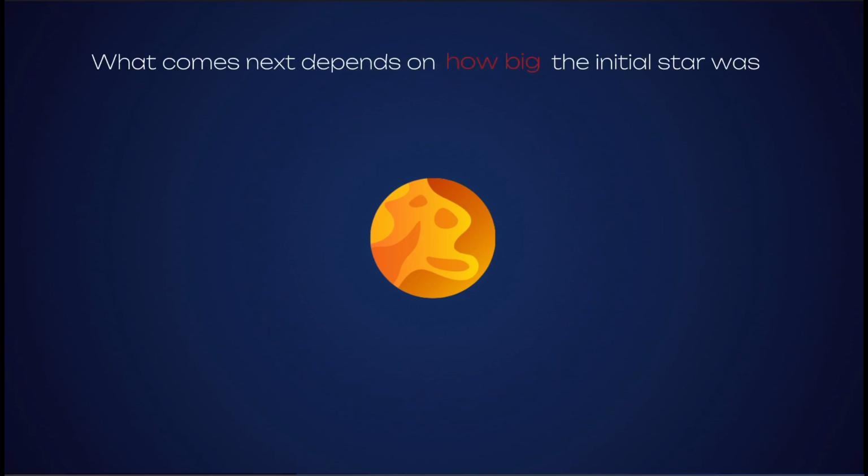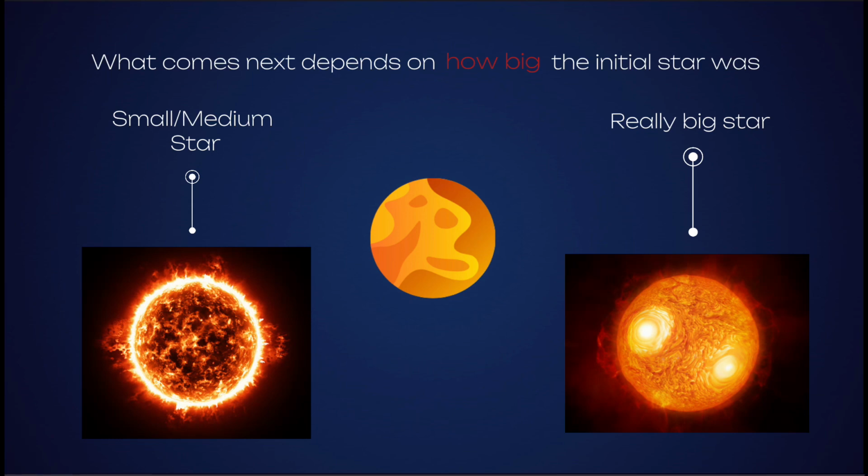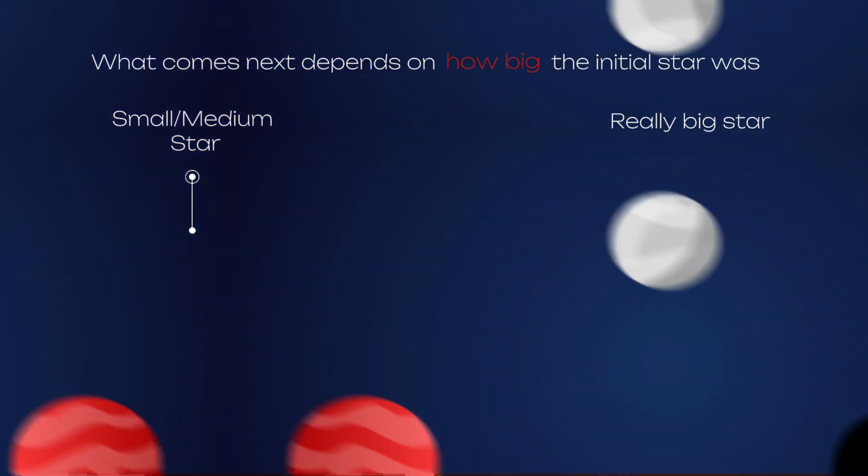Exactly how much the star expands depends on how big the initial star was. If it was a small to medium star like our sun, it will form a red giant, but if it was a really big star, then it will form a red supergiant. Each of these two types completes its life cycle in different ways.